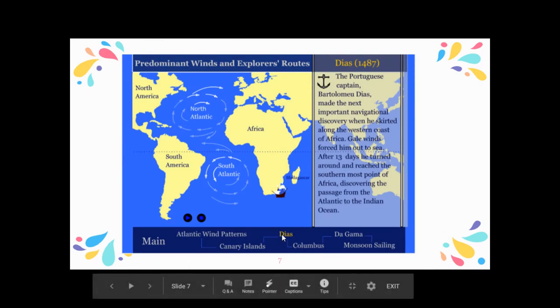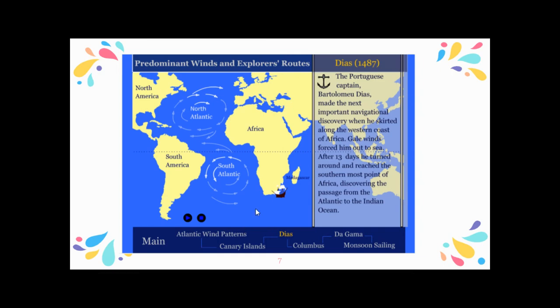Now for Diaz. The Portuguese captain Bartolomeu Diaz made the next important navigational discovery when he skirted along the western coast to Africa. Gale winds forced him out to sea. After 13 days, he returned around and reached the southernmost point of Africa, discovering the passage from the Atlantic to the Indian Ocean. It's exciting stuff right there.